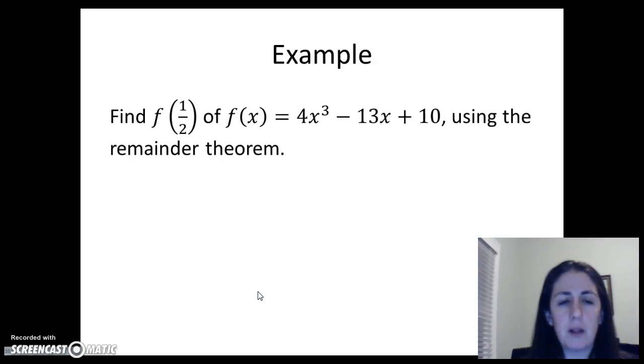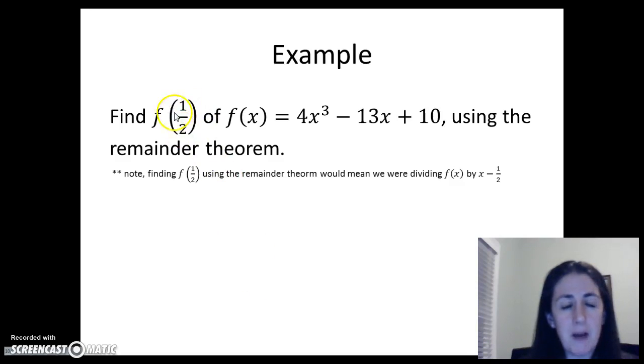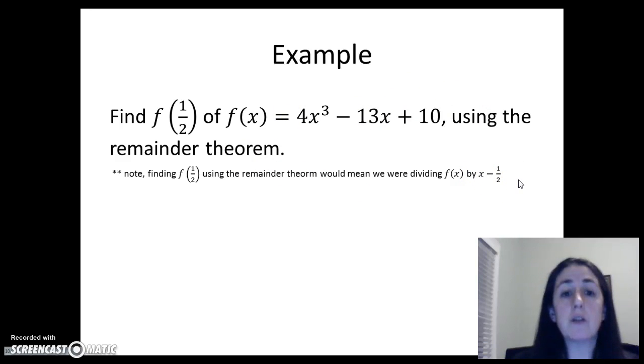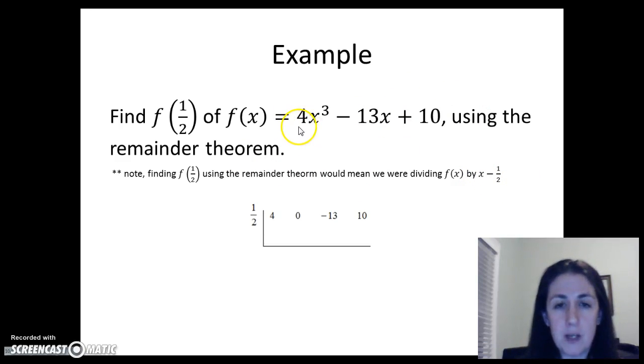So for example, let's evaluate f at 1/2 for 4x cubed minus 13x plus 10, but we'll use the remainder theorem. So note, if we're going to find f of 1/2, that means that we're taking this polynomial and we're dividing it by x minus 1/2. So we can do this synthetically. All the coefficients, 4 to x to the 3rd, no x squareds, negative 13x's, and then plus 10. All the coefficients go up here, and that 1/2 goes out here.